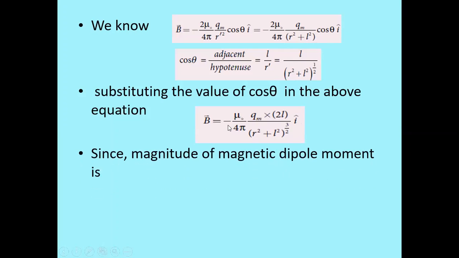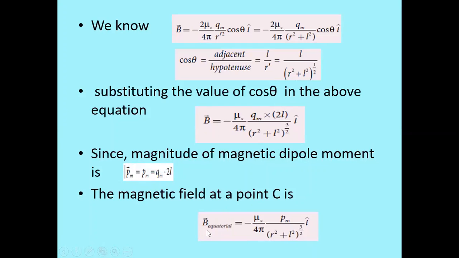Now here the magnitude of the dipole moment is given by Pm vector, whose modulus value is Pm, that is Qm into 2L. So for this Qm into 2L, I can substitute Pm. So this can be written as minus mu 0 by 4 pi Pm by (R square plus L square) the whole raised to 3 by 2 into I vector.